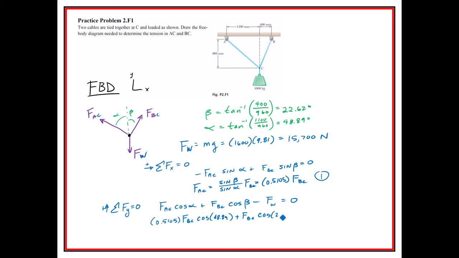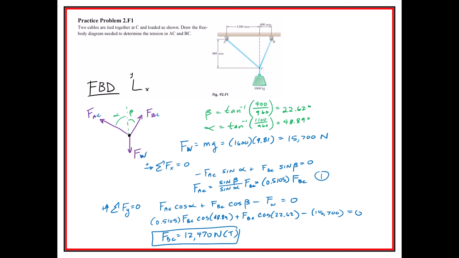Plus FBC times the cosine of 22.62. And then minus our 15,700. And we're able to find out what FBC is: 12,470 newtons. And it's a cable tension, so we'll call it that.